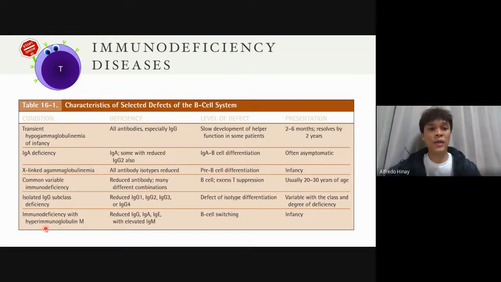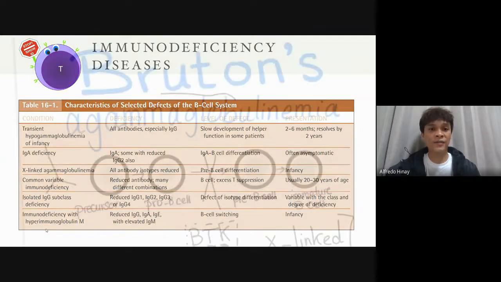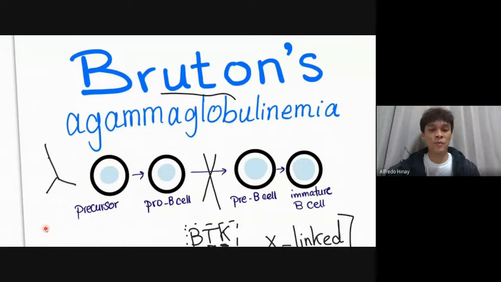So let's start with the first condition under your defect of your B cell system. And we have your Bruton's agammaglobulinemia, or X-linked Bruton's agammaglobulinemia.